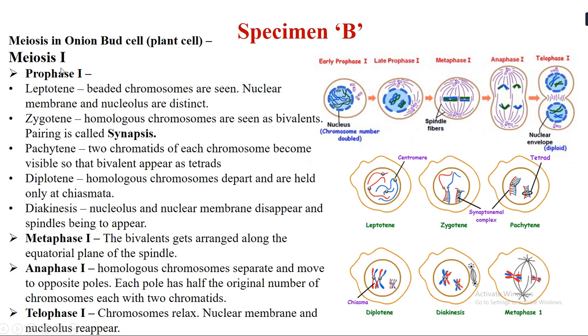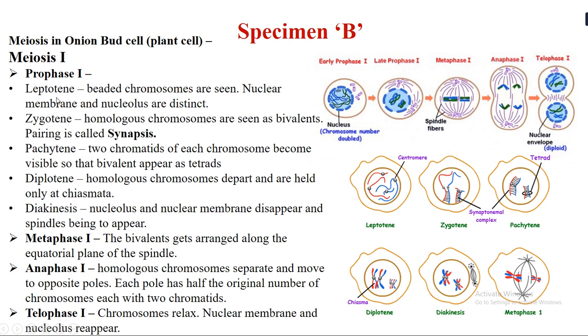Meiosis 1 has 4 stages: prophase, metaphase, anaphase and telophase. Prophase, that is prophase 1, is further divided into 5 sub-stages. This is early prophase, this is late prophase. In between the early and the late prophase, there are 5 sub-stages. So let us study the stages of prophase 1.